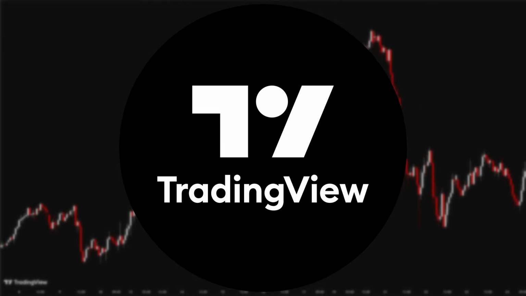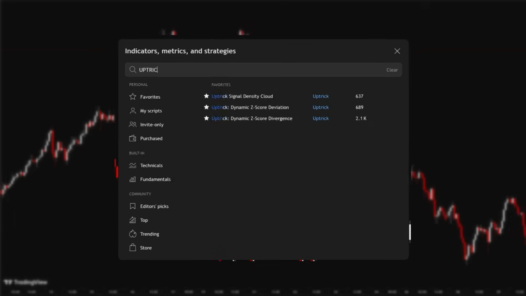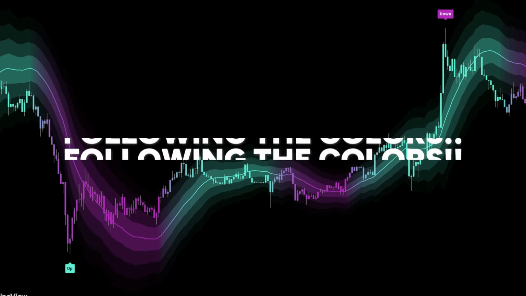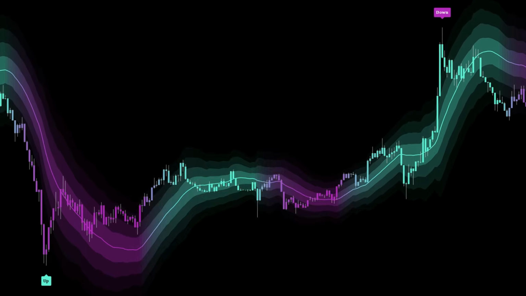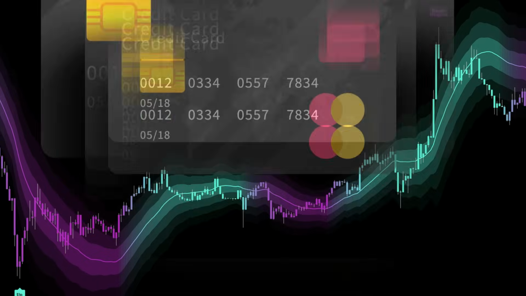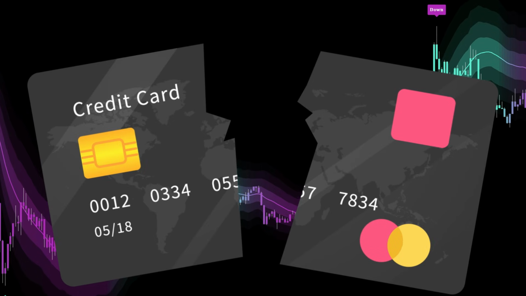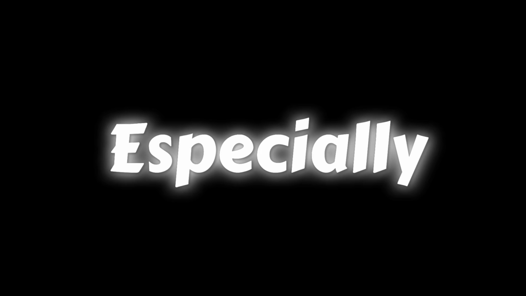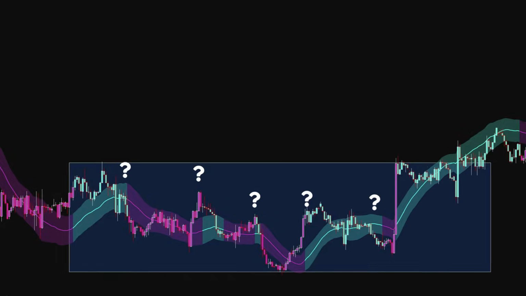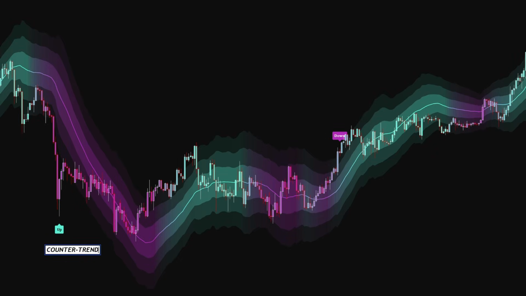Most traders open TradingView, add an indicator to the chart, follow the colors, and at first, it actually works. They get a few wins, confidence goes up, and then suddenly it starts falling apart. Losers show up fast, especially when the market goes sideways or when trades go against the trend.